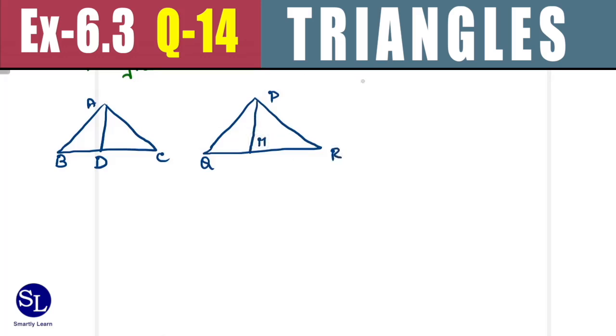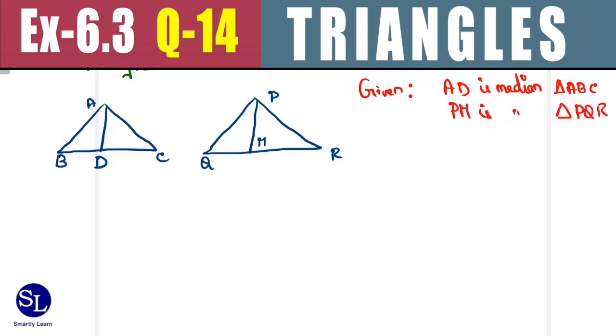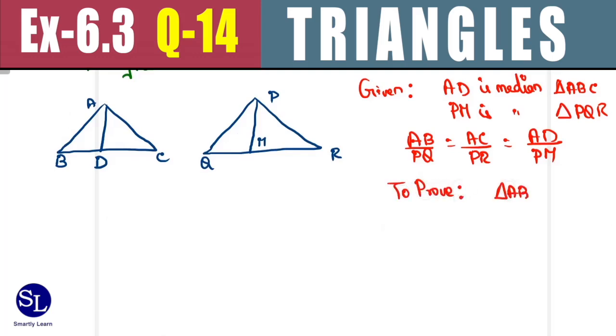Now let's list what is given to us. Given is AD is the median of triangle ABC and similarly PM is the median of triangle PQR, and AB by PQ is equal to AC by PR, which is the same as AD by PM. So this is given to us. What are we supposed to prove? We are going to prove that triangle ABC is similar to triangle PQR.